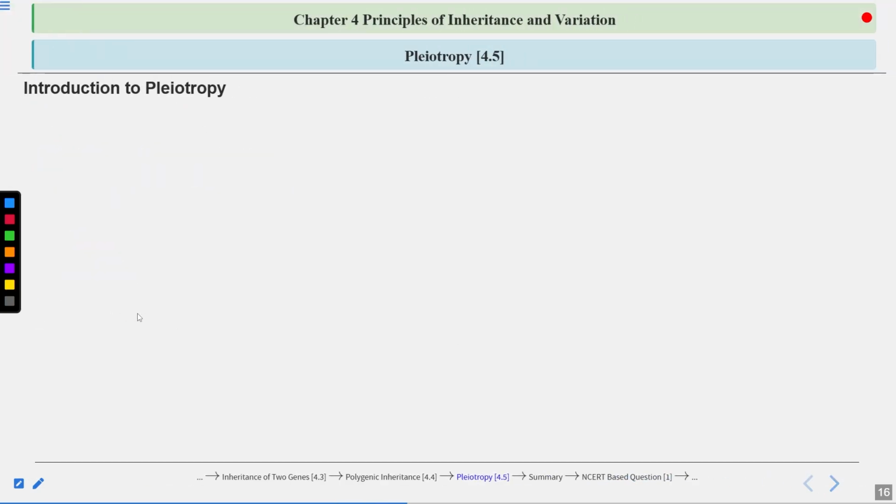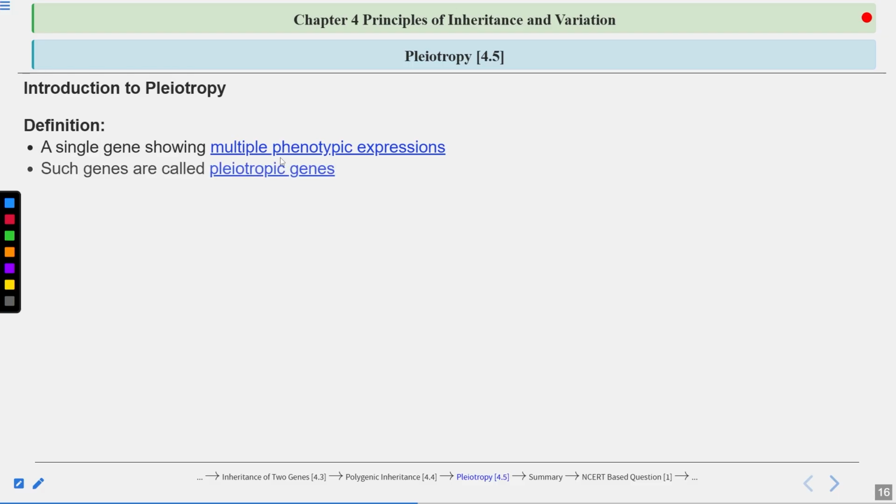Now let's talk about pleiotropy. In polygenic inheritance, multiple genes control a single trait. In pleiotropy, what happens? A single gene affects multiple traits. So what is the definition of pleiotropy? A single gene is exhibiting multiple phenotypic expressions, meaning a single gene is showing multiple phenotypes. Such genes are known as pleiotropic genes.